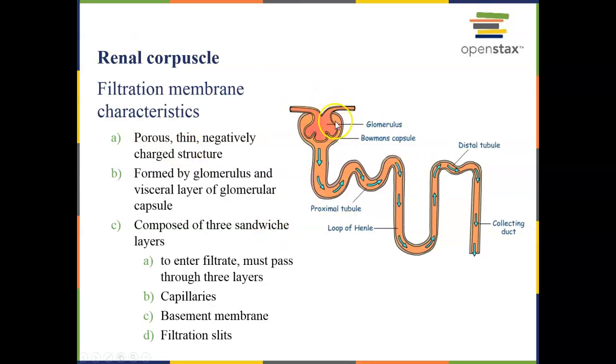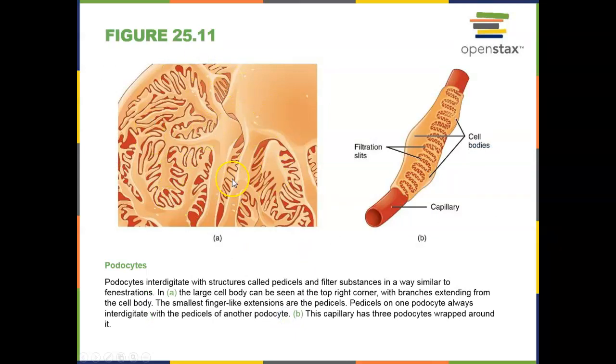So there's 3 different layers of the filtration membrane, and each of those layers is going to keep different materials out. So we have the glomerular capillaries, which are a special type of fenestrated capillaries that allow for larger molecules to move through. But then we have a basement membrane that is negatively charged, and so anything negatively charged is not going to be able to move through very effectively. And then we have filtration slits. So here is what the glomerular capillaries filtration membrane looks like.